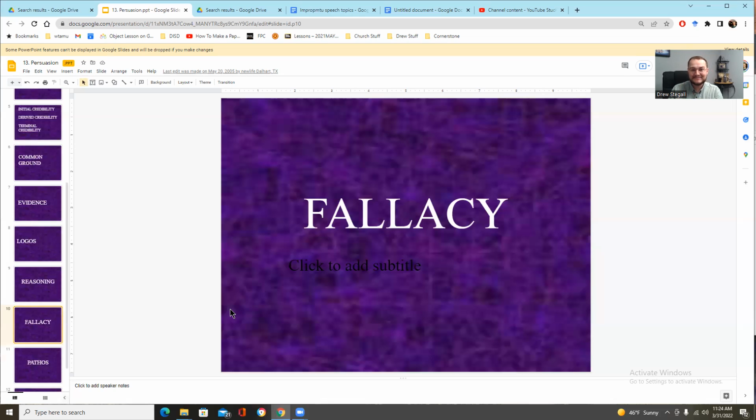Okay, that's an example. Slippery slope says that it goes from point A to point D real fast and without any real connections in between.